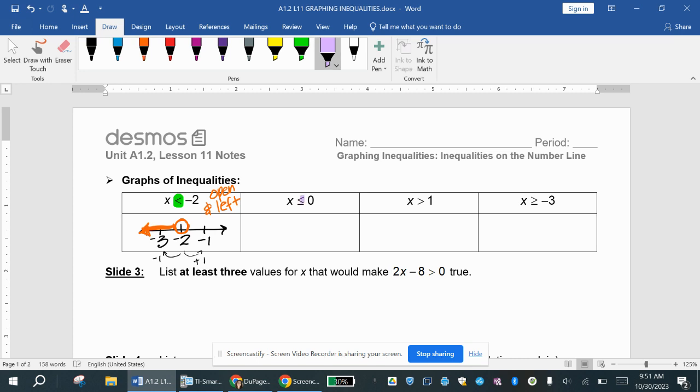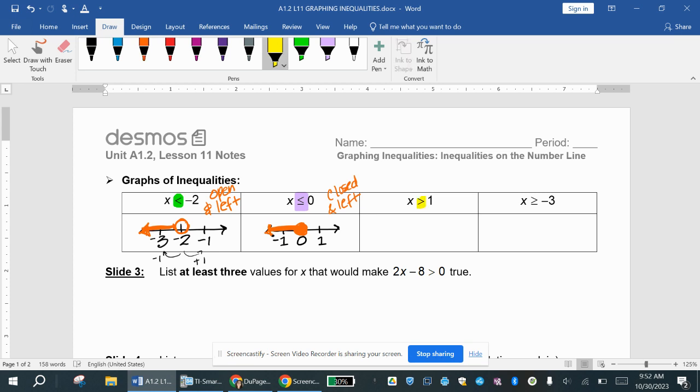All right, let's take a look at the next one. This says x is less than or equal to 0. So if this is 0, I add 1 to go to the right. I subtract 1 when I'm going left. This is going to be a closed point because it has the or equal to. And we're also going to shade to the left because it's saying that x is any number less than or equal to 0. So if it looks like your left hand, you're going to shade left. So it's going to be closed at 0, shaded to the left.